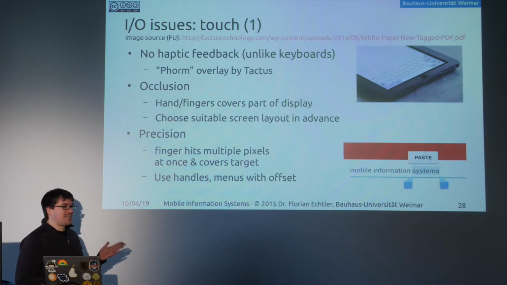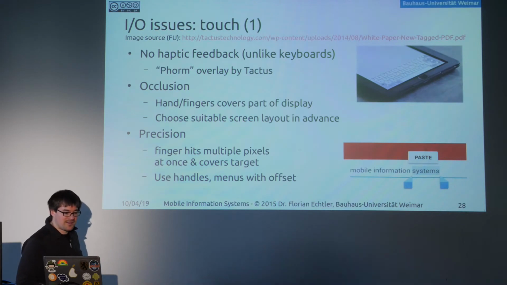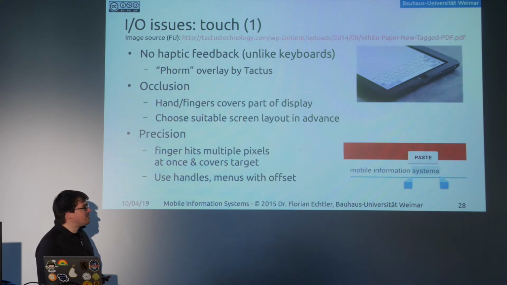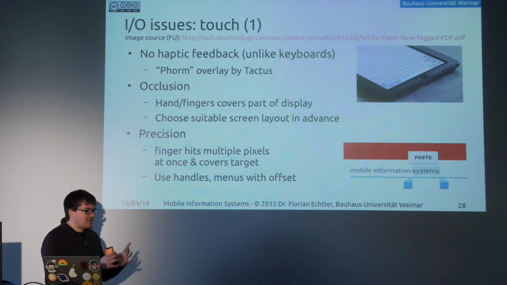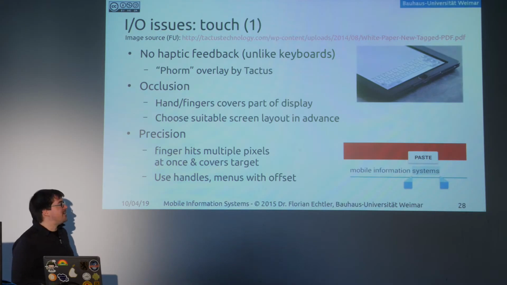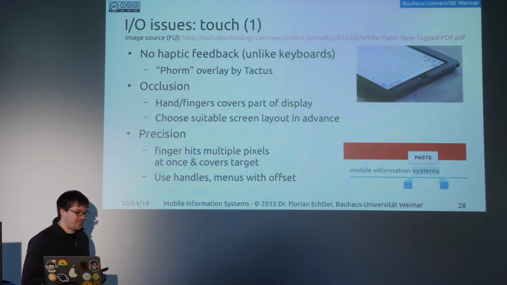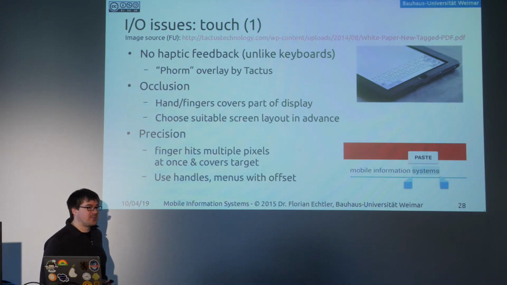And you have less precision because your finger is just a lot bigger than most of the targets on the screen. The way this is usually solved is to either use some sort of handle, which is a lot larger than the individual character you're trying to touch, and also use some kind of larger menu which has an offset. Together, these two techniques help to deal with this precision issue.